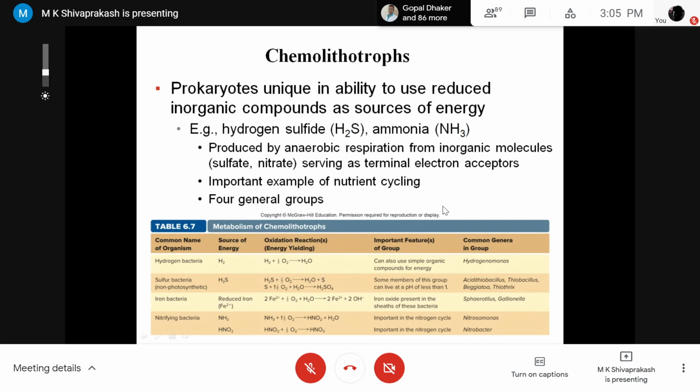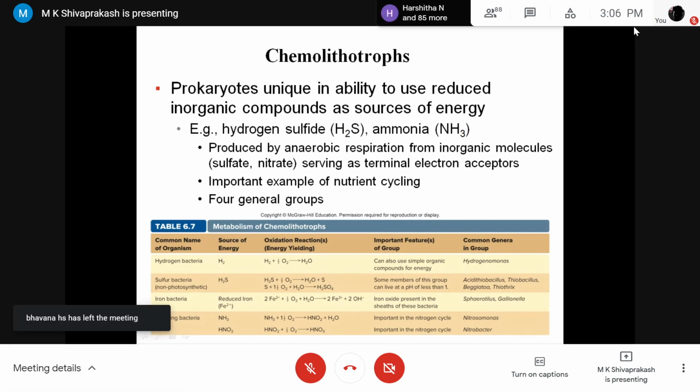And the next is sulfur oxidizing bacteria. Of course, in this, both non-photosynthetic and photosynthetic categories are there. The photosynthetic types are taken later, in the photosynthetic organisms. Here, this particular class, because they are chemolithotrophs, is the non-photosynthetic sulfur oxidizing bacteria.